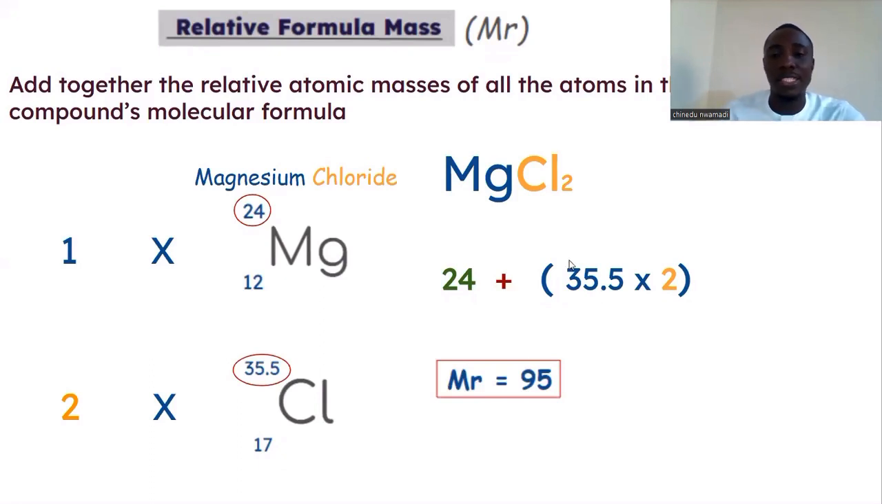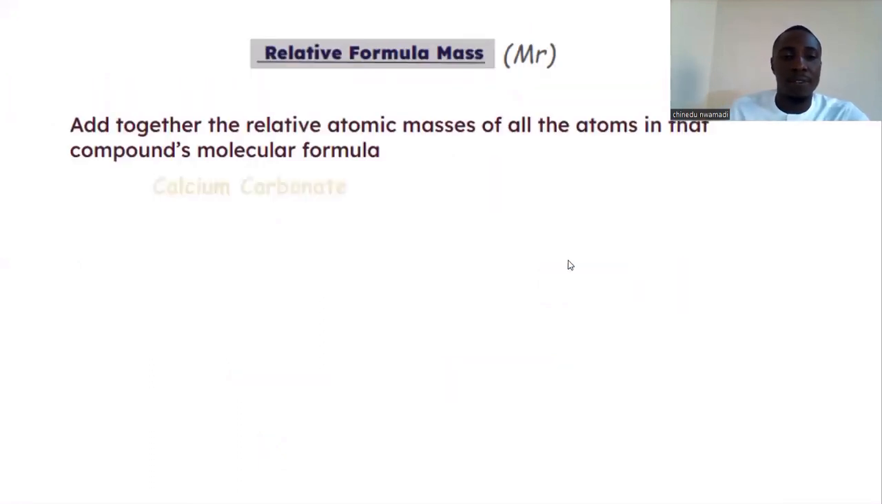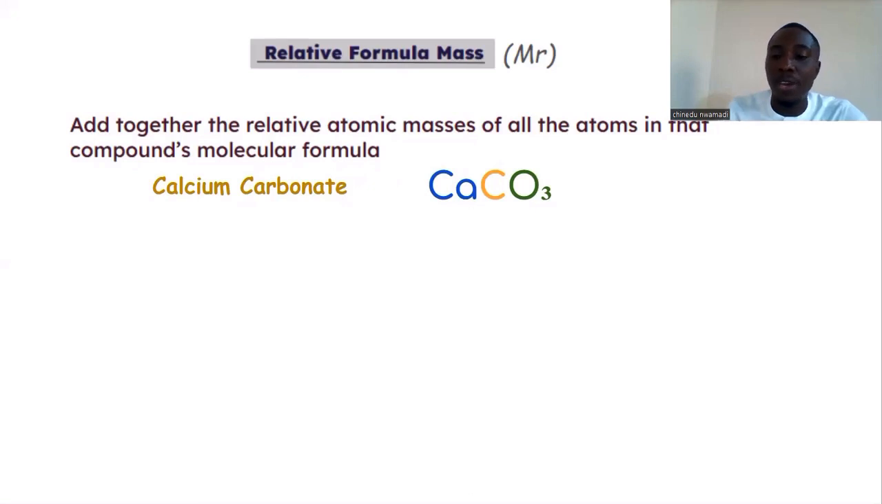Okay, let's see if you guys can do this one yourself. Now try and see if you can find the relative formula mass of calcium carbonate. Now this is the molecular formula of this compound, CaCO3. So I'm going to give you guys a minute to see if you guys can work out the relative formula mass of this compound. Okay, let's see if you got that right.